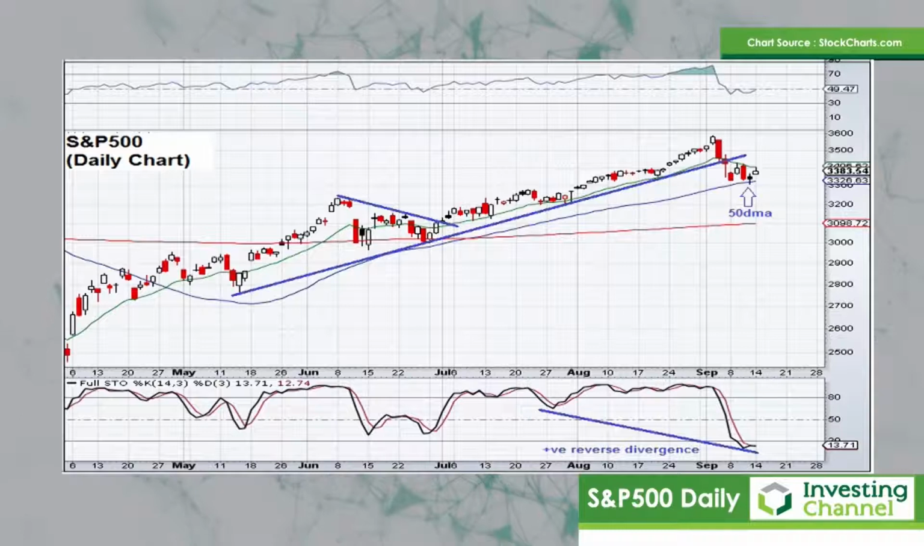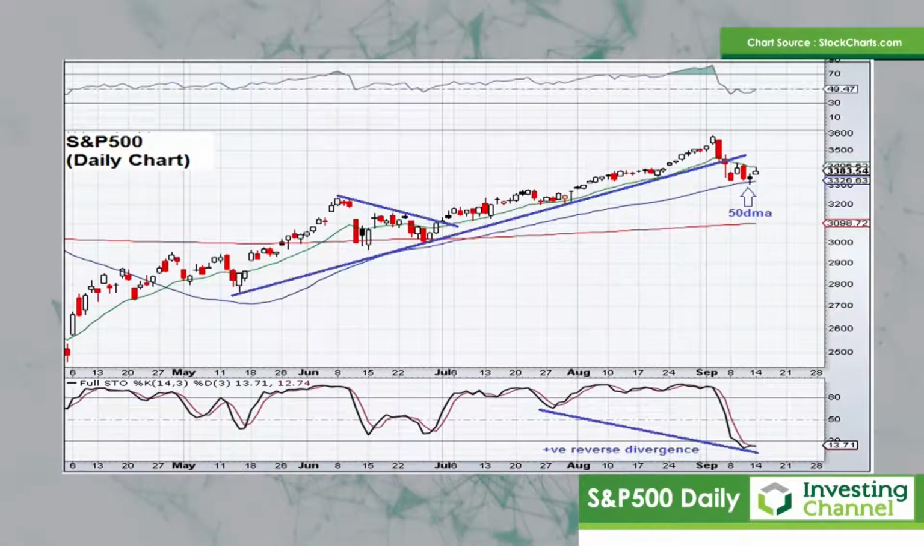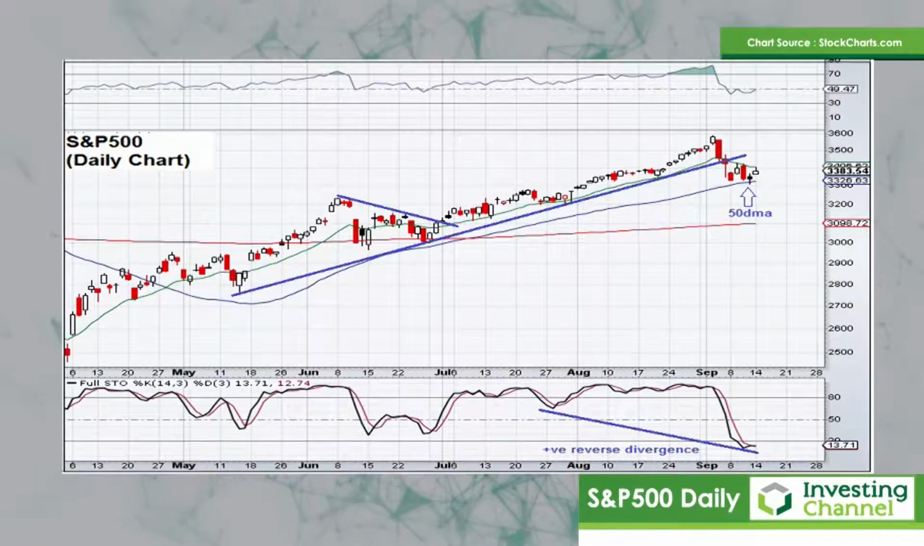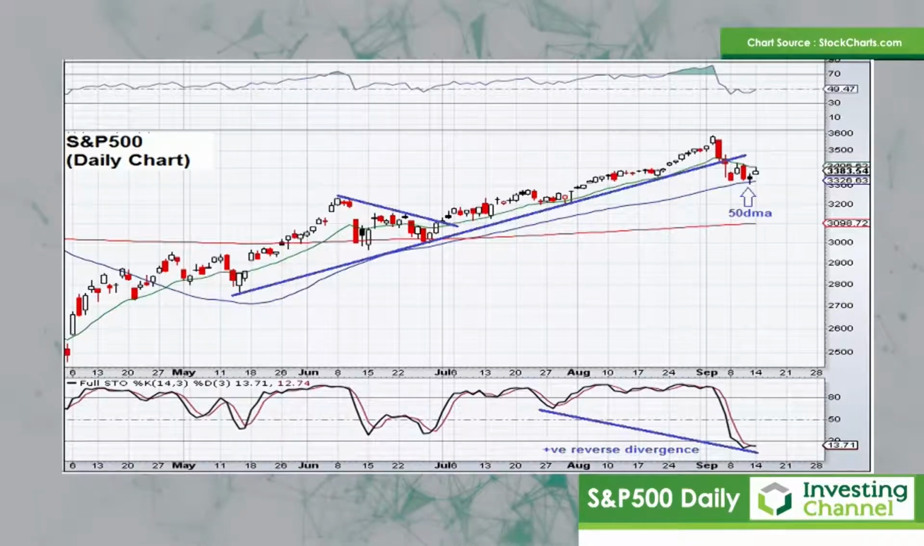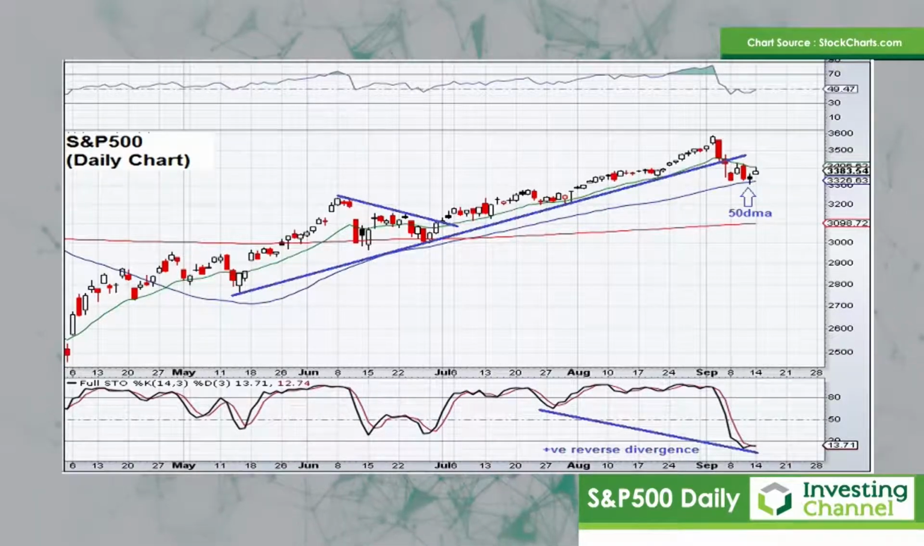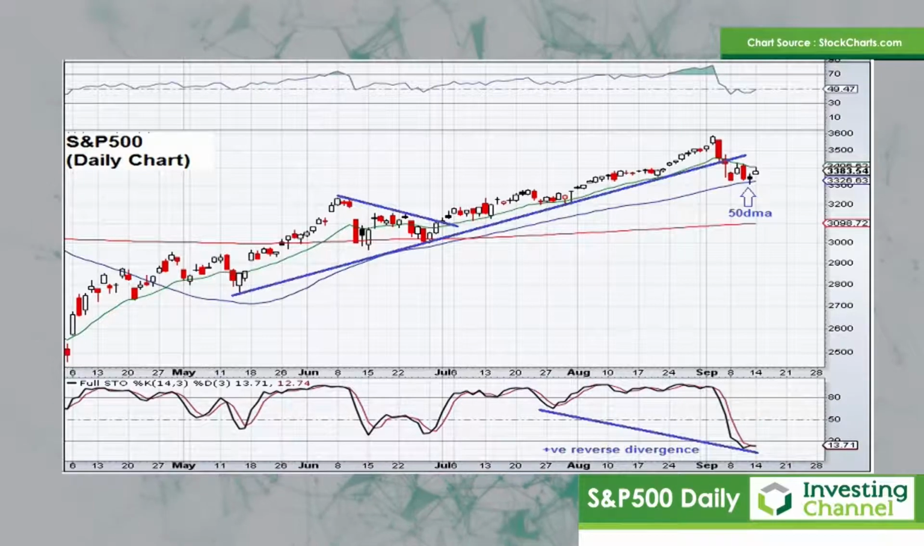On the daily chart there, you can see there is positive reverse divergence evident. That's where your stochastic oscillator makes a lower low, yet your price is making a higher low within an overall rising trend environment. So that could suggest that we may see a little bit of a move to the upside, but it's not clear at this point in time.